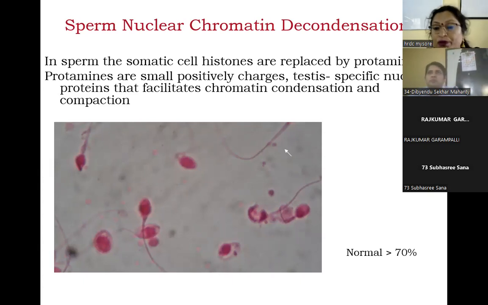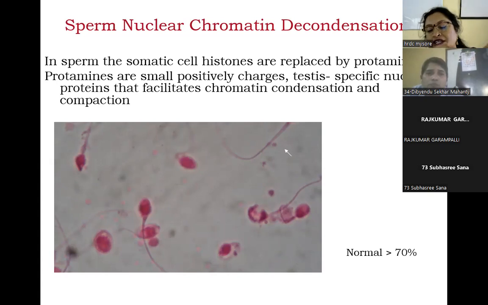But in the spermatozoa, the histones are replaced by protamines. These protamines are small, positively charged, testis-specific nuclear proteins that facilitate chromatin condensation and compaction. So in order to have a high degree of condensation and more compactness of the DNA in the spermatozoa, these protamines are very, very important because they are small positively charged particles. DNA is negatively charged. So that makes a super compact DNA in the spermatozoa.